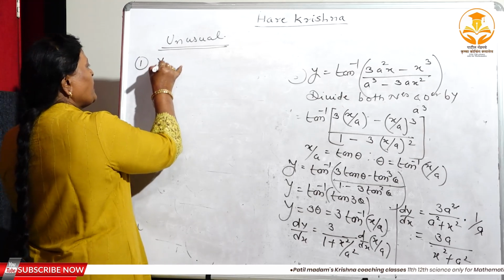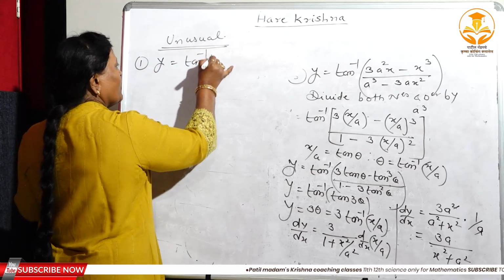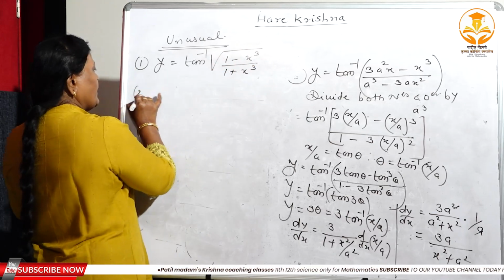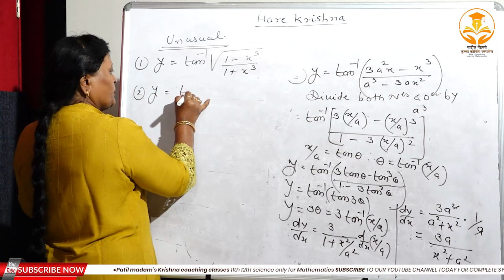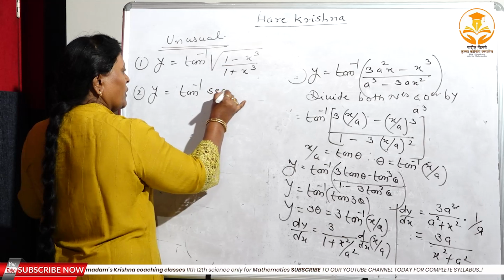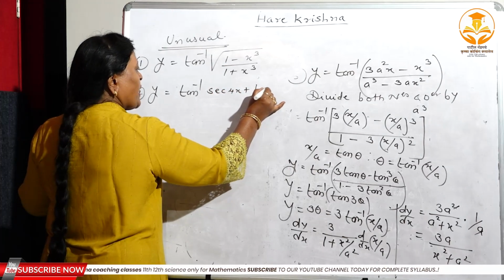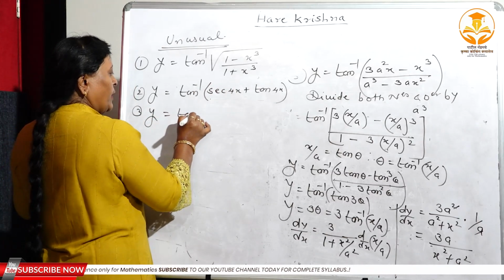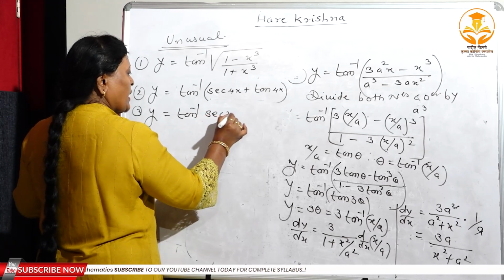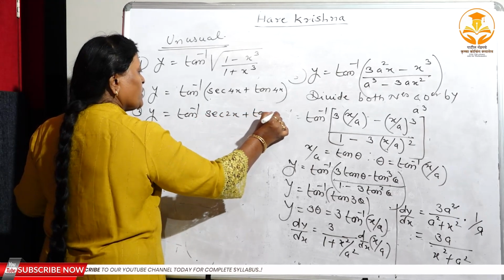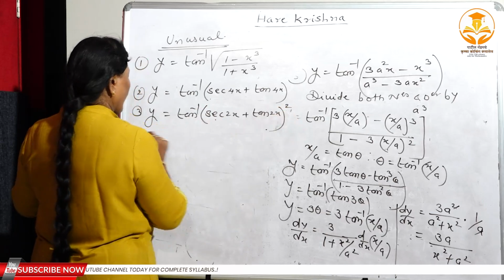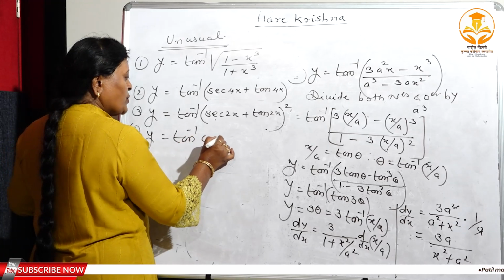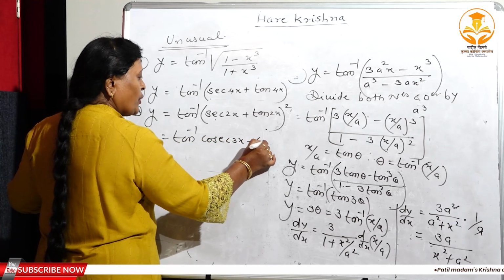Suppose I take the problem like this. Can you imagine or not? 1 minus x cube divided by 1 plus x cube. Second one, I take tan inverse of sec 4x plus tan 4x. Third one, I will take tan inverse of (sec 2x plus tan 2x) whole square. The fourth I will take tan inverse of cosec 3x minus cot 3x.